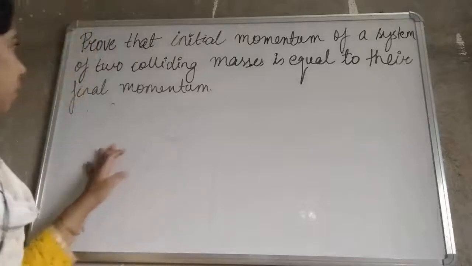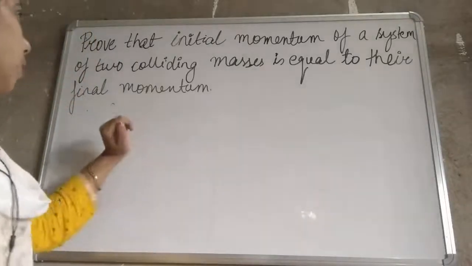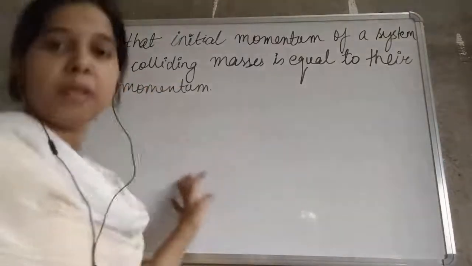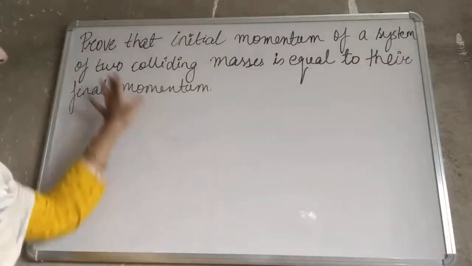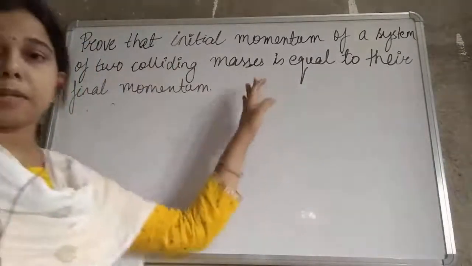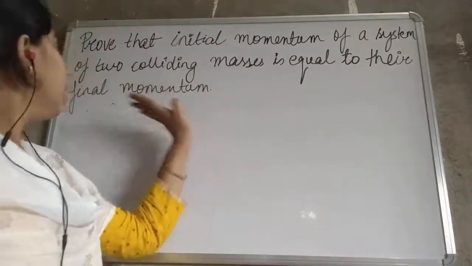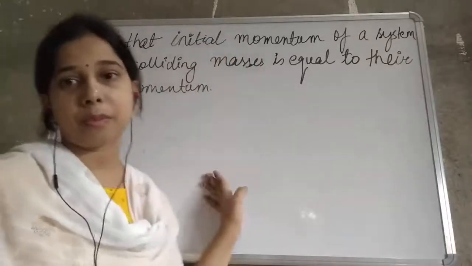So you see here students, the question is: prove that the initial momentum of a system of two colliding masses is equal to their final momentum. Two colliding masses, two bodies having certain masses. When they collide with each other, the initial momentum must be equal to the final momentum.